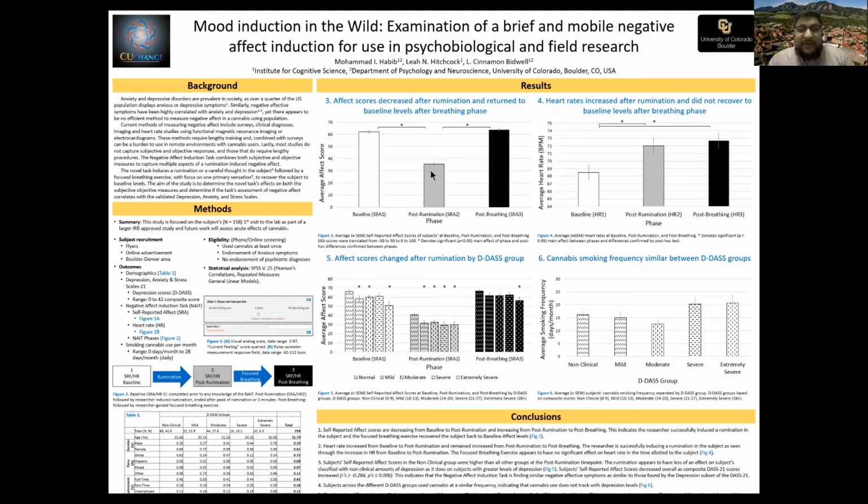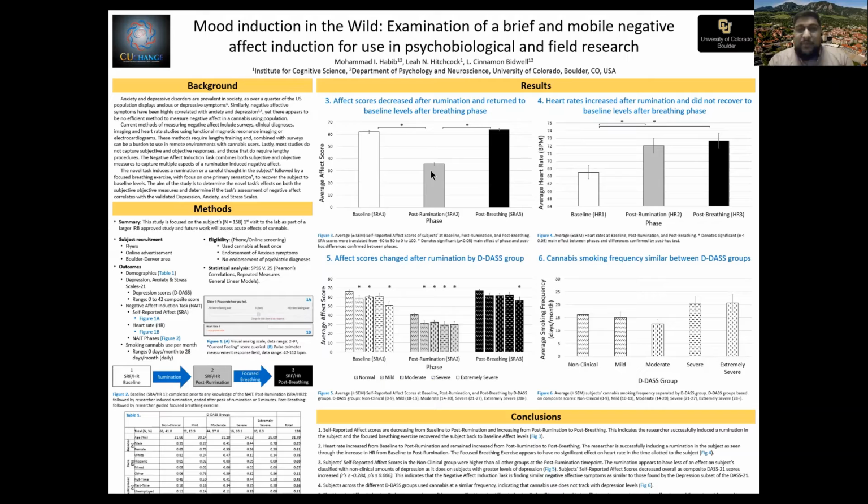And then to see if any of the DDAS groups differed in any other characteristics, we looked at cannabis smoking frequency between the groups and saw that the groups did not differ in the number of times they used cannabis within 1 month. Overall, we can see that the novel task is successful in inducing a rumination, and that affect scores decrease and heart rate increases.